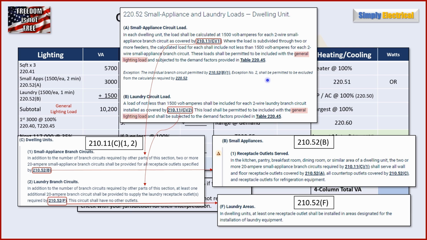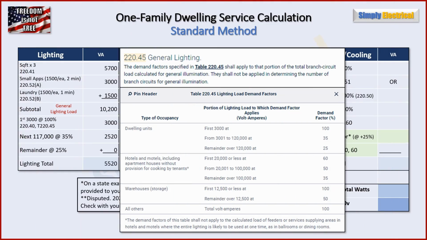But remember, it tells us that with the general lighting load, we are permitted to apply demand factors provided in table 220.45. So that's what we're going to do next. Okay, so we just established our general lighting load and we came up with 10,200 VA. Well, now what do we do with that number?